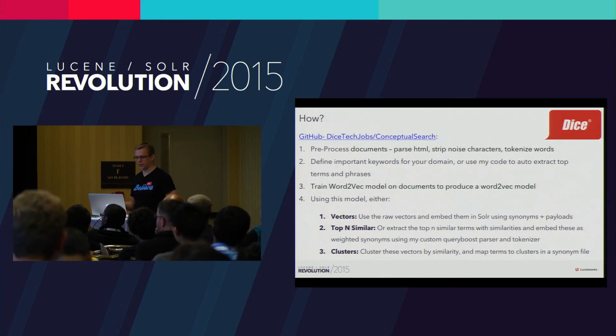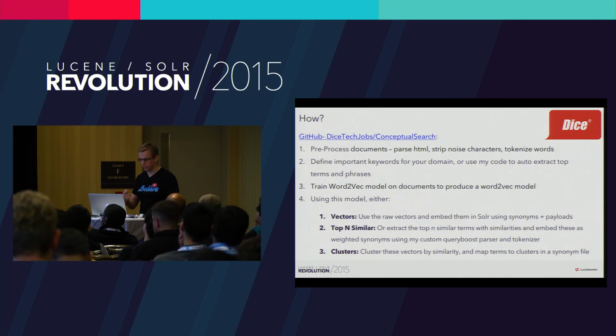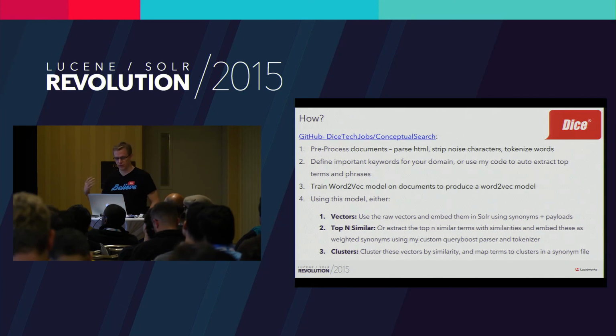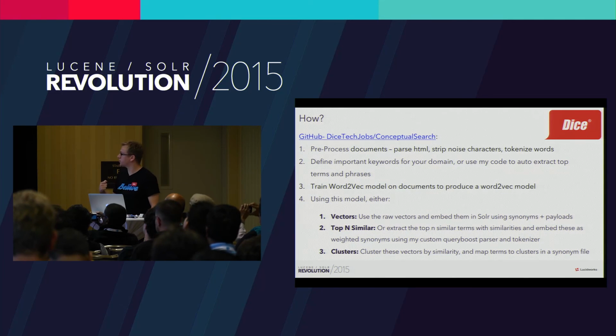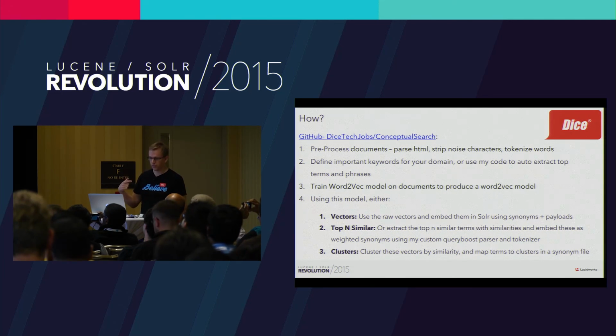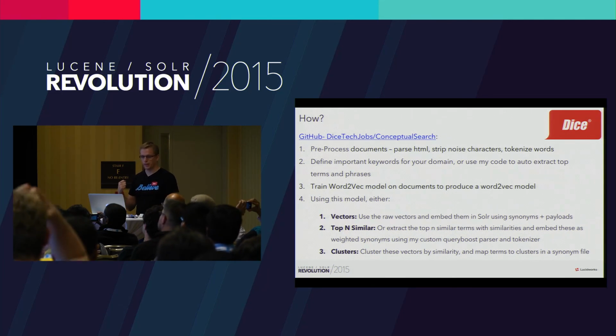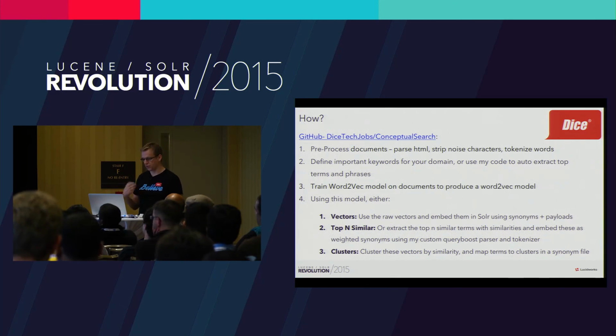Okay, so how do I do this? How am I making this work within Solr without using a machine learning model within Solr itself? I provided a number of Python scripts that go along with this talk. You can feed a large set of documents to those scripts, and they will do some processing on the documents. They will try to extract important keywords and phrases, and then train the word2vec model for you. Then you'll have various options of what to do with that model when you've trained it.